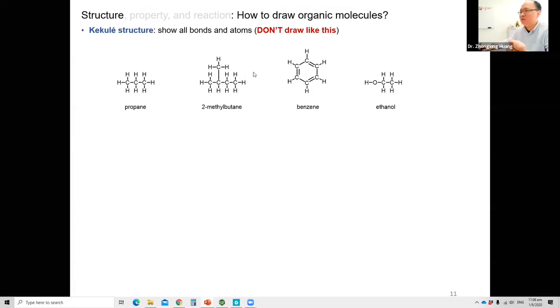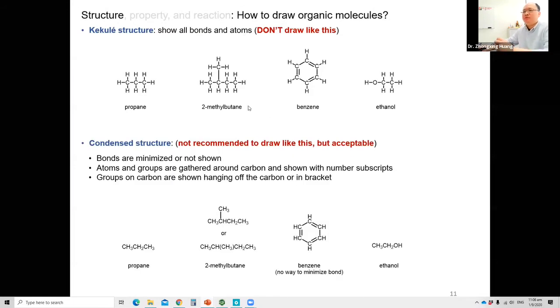This is really abundant and really complex and wastes a lot of your time and my time. A simpler version is called a condensed structure. You are also not recommended to draw like this, but if you draw like this, I will accept it. The guideline is that bonds are minimized or not shown, so you don't draw this. You just write CH3, CH2.